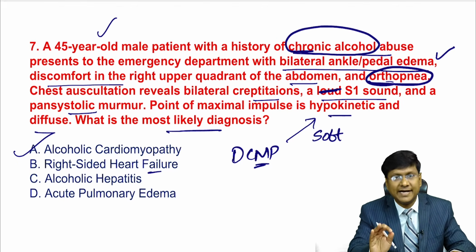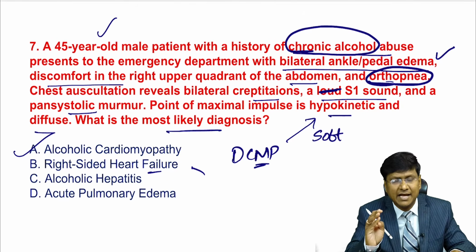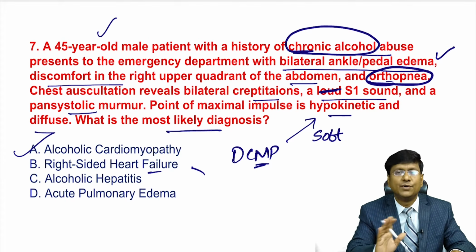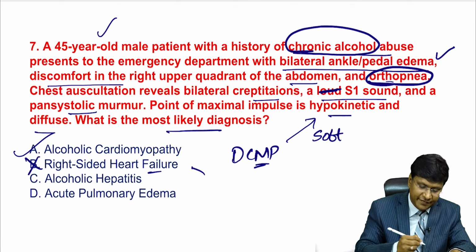Whereas you take right-sided heart failure, the second option. In right-sided heart failure, the individual will have pedal edema and right upper quadrant pain. In right-sided heart failure, they will not have crepitations on auscultation. They will not have orthopnea. So your right-sided heart failure is ruled out.